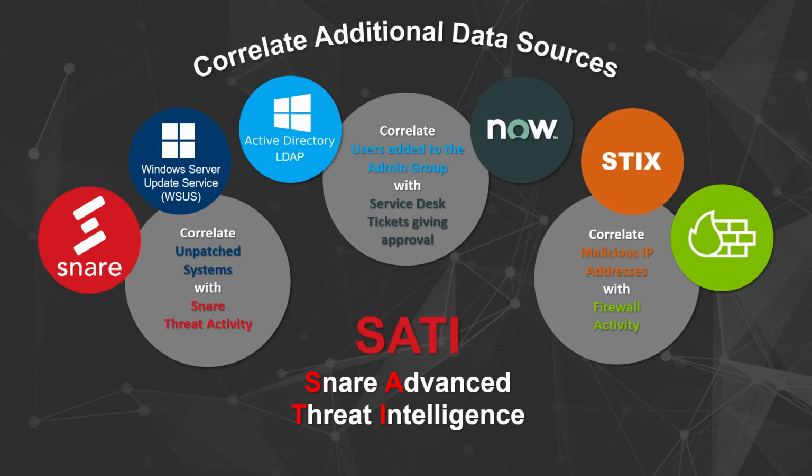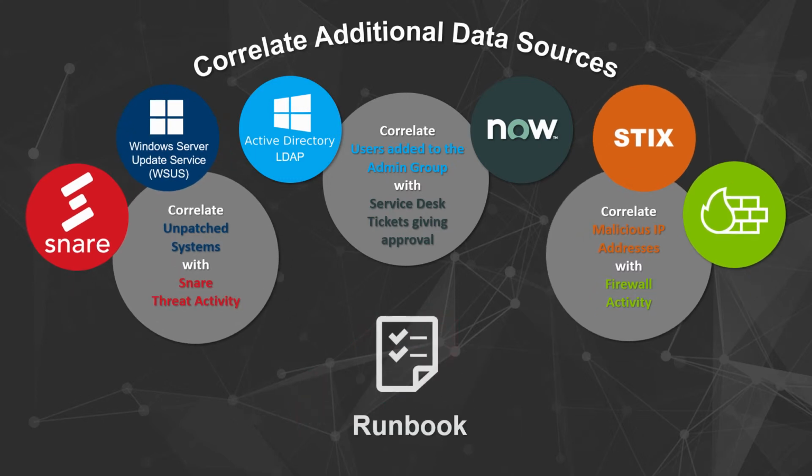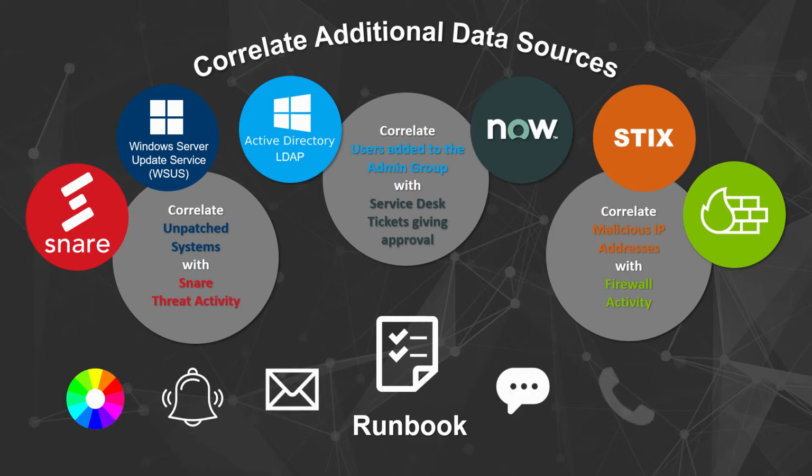Now, not only does SATI provide insight to all of these things, but it can also be configured to automatically alert you to an event or threshold being hit using a feature called Runbook. Runbook supports color alerts, it supports audio alerts and email alerts, it supports SMS alerts and phone call alerts, and you can even write a custom action when an alert is triggered as well.